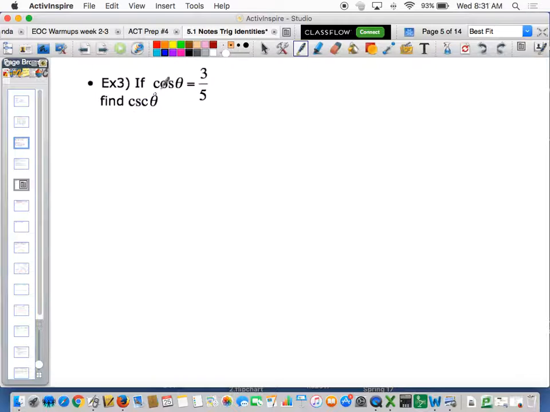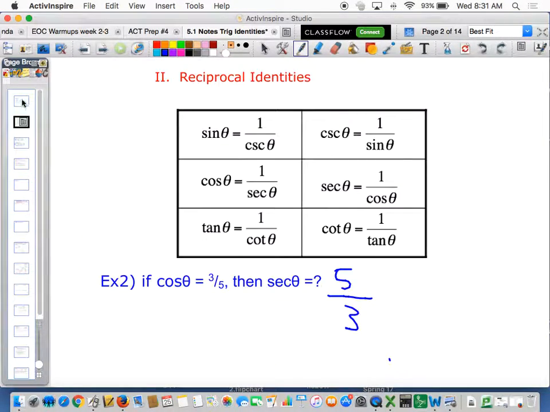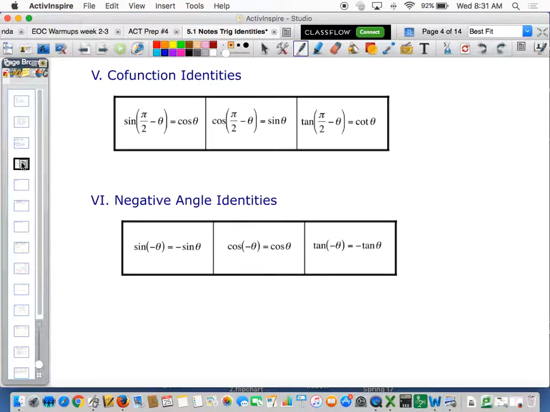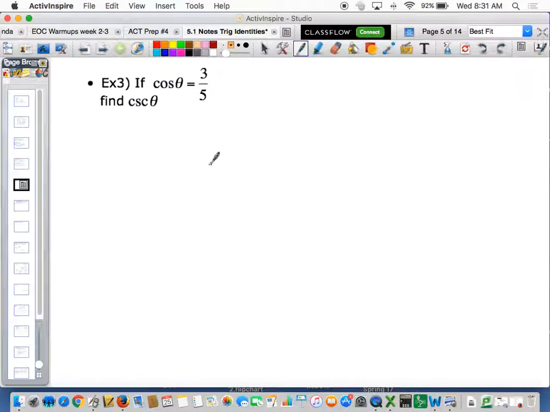Well, these don't have a relationship. They aren't directly related in any of my identities. None of these here does it pop up, okay? So we can just think back to other ways to solve this. First off, I can make a triangle. Cosine works on right triangles, so I know cosine is the adjacent over the hypotenuse. So let's say I put my angle here, and the adjacent side has to be 3, hypotenuse side has to be 5.